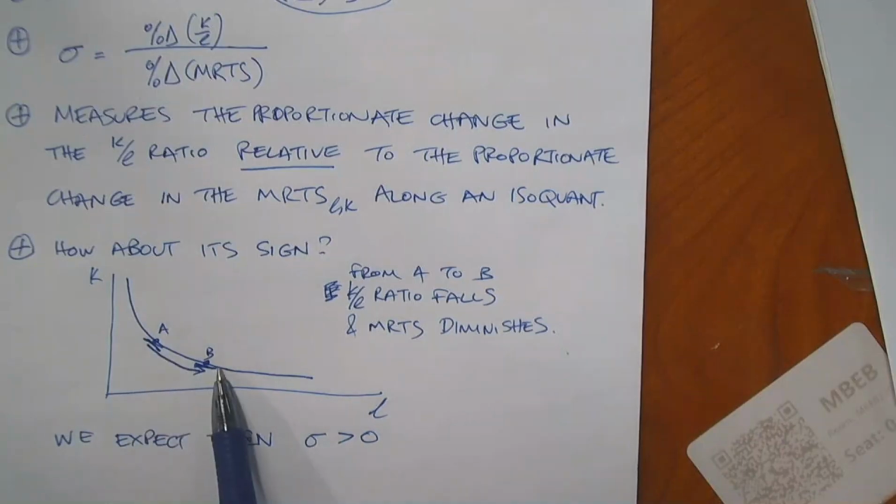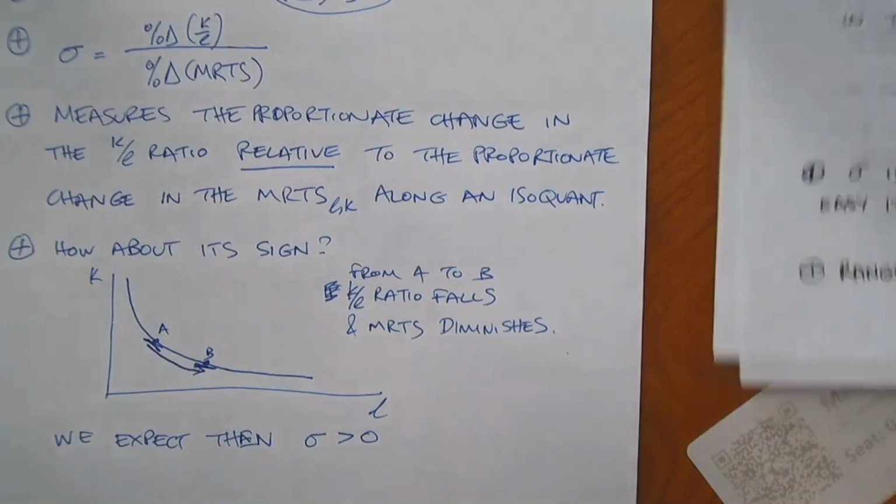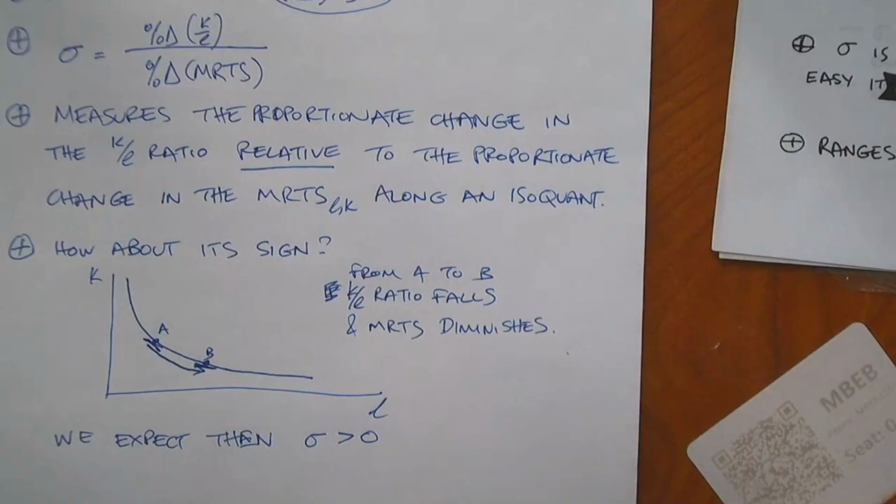This becomes smaller. We expect the capital to labor ratio to drop, positive sign. This increases the capital to labor ratio, and also increases that percentage ratio, so it's going to have a positive sign. Okay, that's sort of how this is going to work.